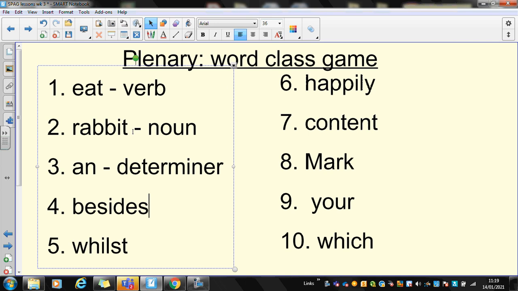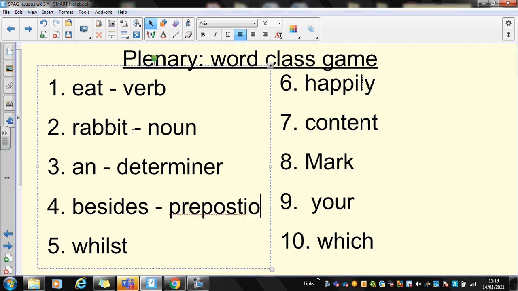Beside can tell me where something is. I'm sitting beside the computer. So that one is a preposition. Okay. Whilst holding my cup of tea, I typed on the computer. So we're using whilst to start our subordinating clause. So we would call that a subordinating conjunction.